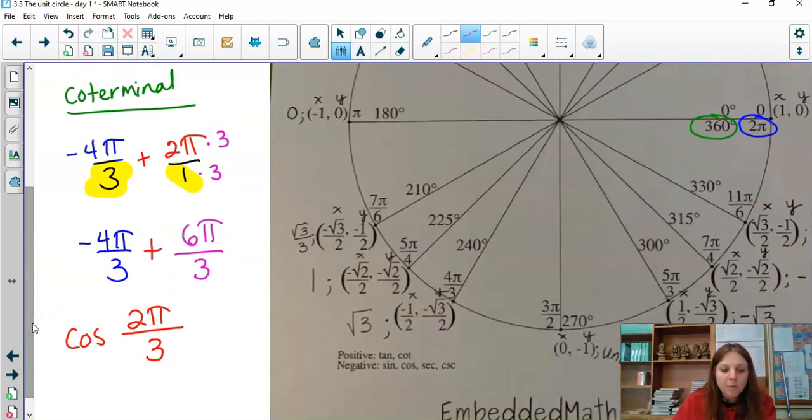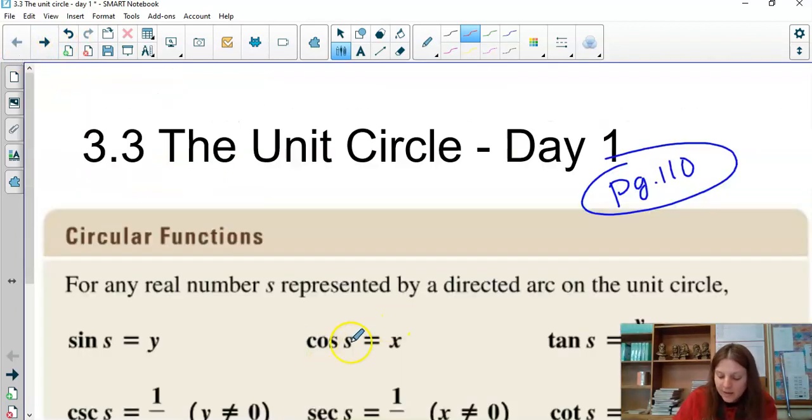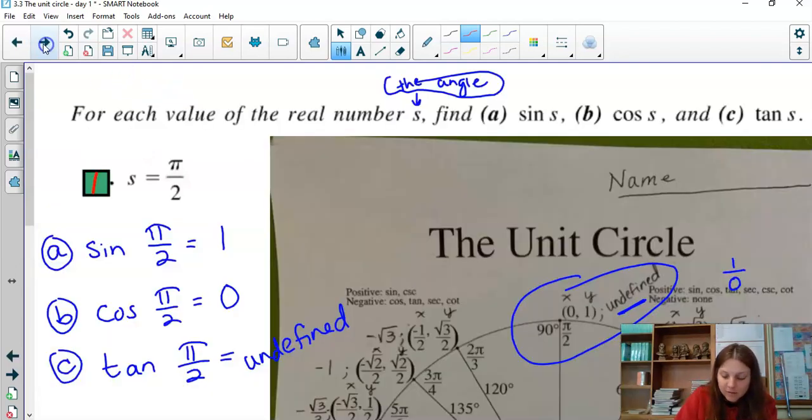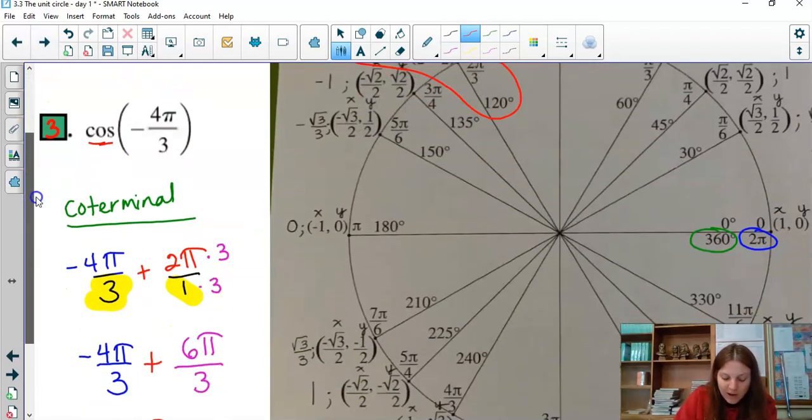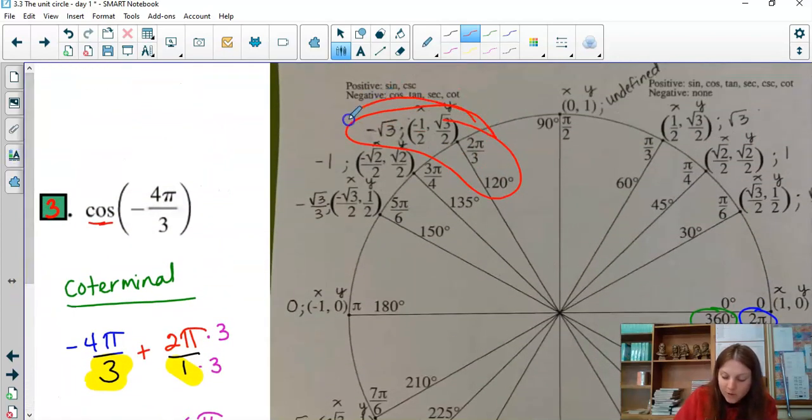All right, so we're looking for the cosine of 2 pi over 3. The cosine is always the x. Okay, so we're looking for the x at 2 pi over 3, which we found out was 120 degrees. Look at the x. Here it is. It equals negative 1/2.